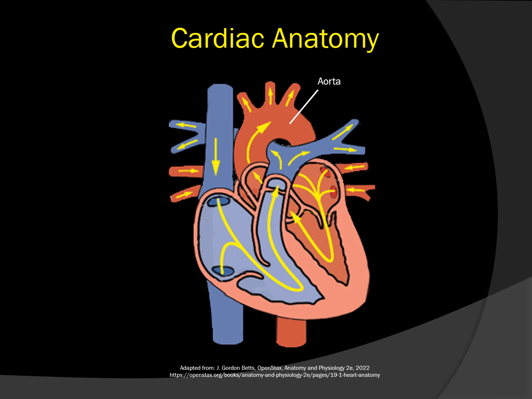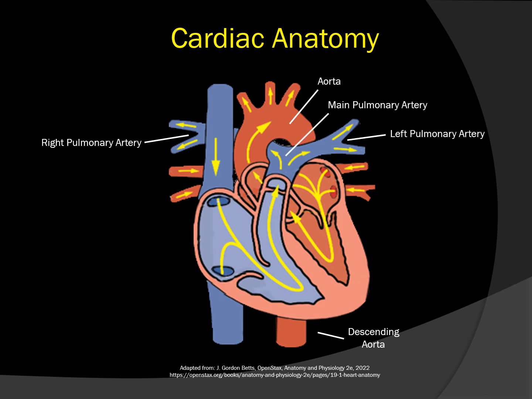Now, let's turn our attention to the normal cardiac anatomy, starting with the aorta, the main artery leaving the heart to supply blood to the entire human body. After the aortic arch, the aorta continues as the descending aorta towards the lower extremities. The main pulmonary arteries, which send blood to the right and left lungs via the right and left pulmonary arteries, is shown here.